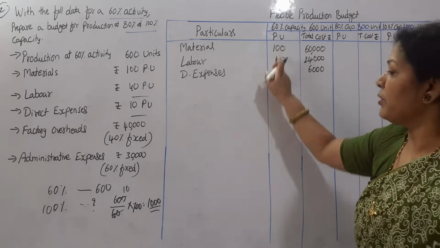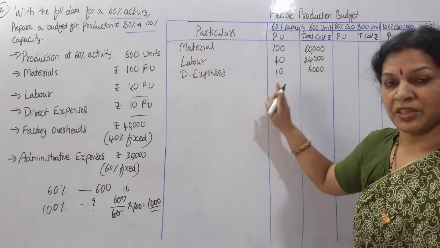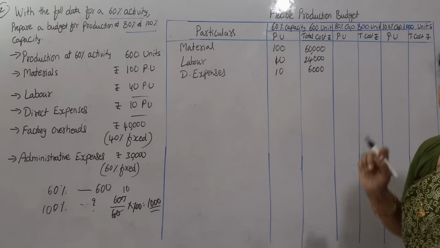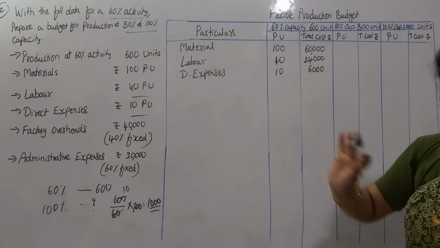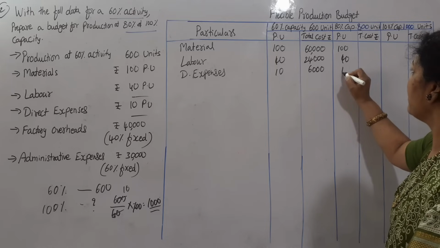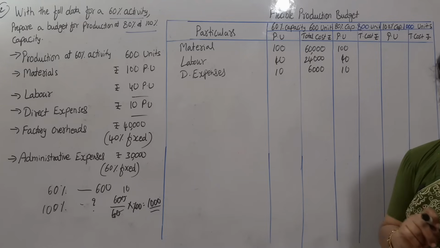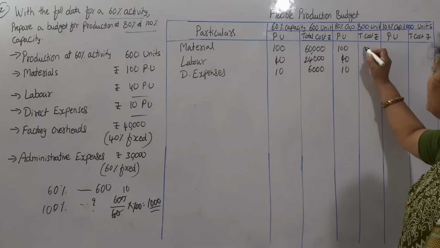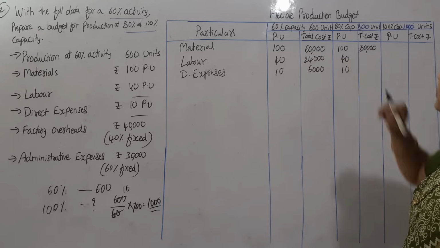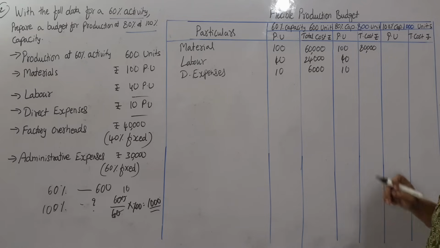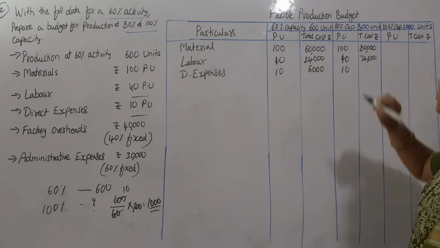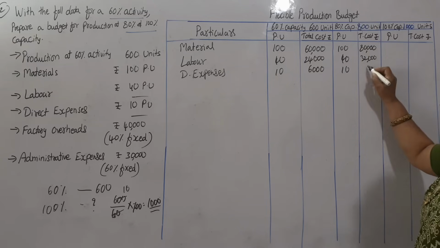Are you getting it? Per unit cost is already given, we have written as it is. This is multiplied with the 600 units. In the same way for 80% capacity also, we'll write per unit as it is. We are not going to change anything. Per units 100, 40 and 10. Now for 800 units how much? 100 into 800, 80,000. And 40 into 800, 32,000. And 10 into 800, 8,000.